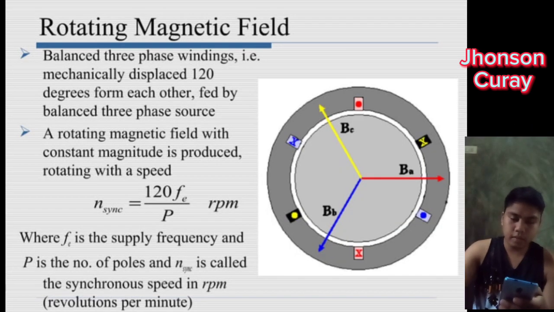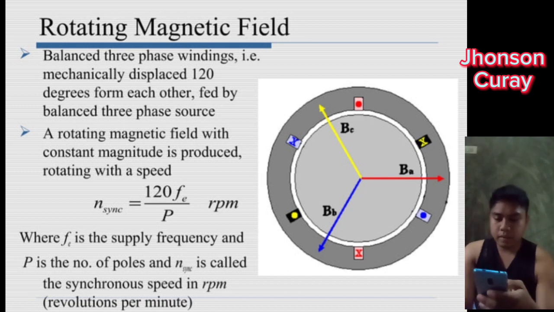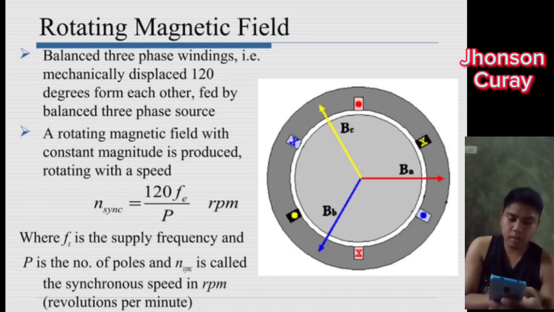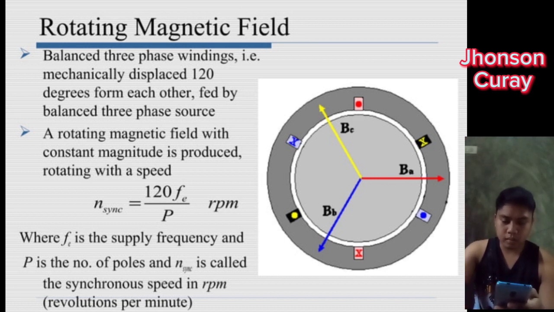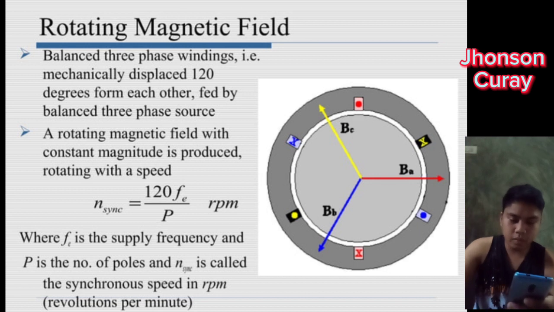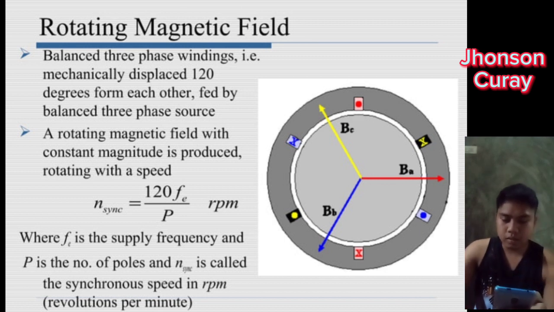Rotating magnetic field. Balanced three-phase windings, mechanically displaced 120 degrees from each other, fed by a balanced three-phase source. A rotating magnetic field with a constant magnitude is produced, rotating with the speed n_sync. Here is the formula: n_sync equals 120 f_e over P, in RPM, where f_e is the supply frequency and P is the number of poles, and n_sync is called the synchronous speed in RPM, revolutions per minute.